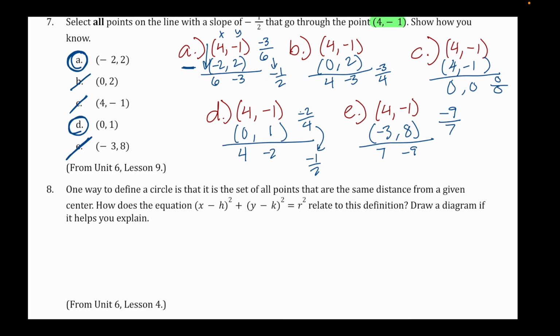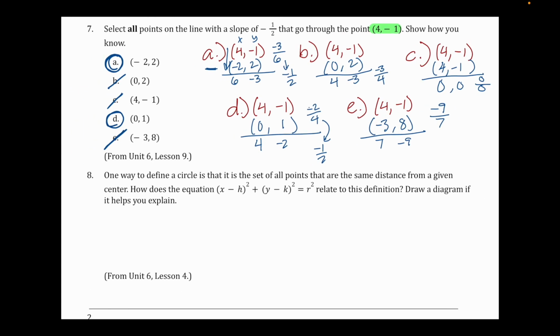Okay. That brings us to the last question. One way to define a circle is that it's the set of all points that are the same distance from a given center. How does the equation x minus h squared plus y minus k squared equals r squared relate to this definition? And draw a diagram if it helps you explain. Well, I definitely am going to draw a diagram.